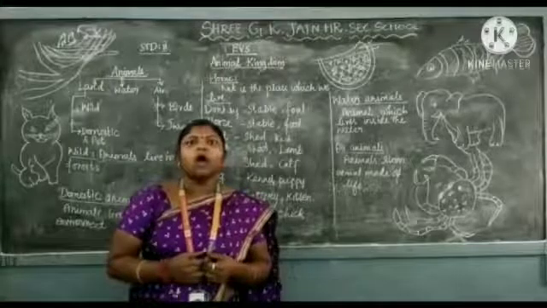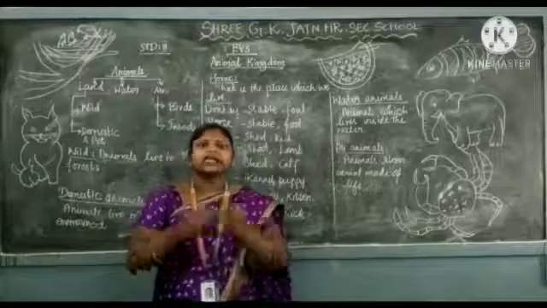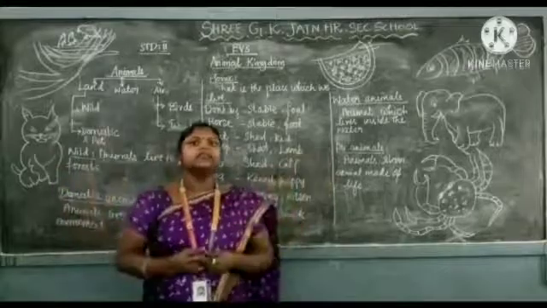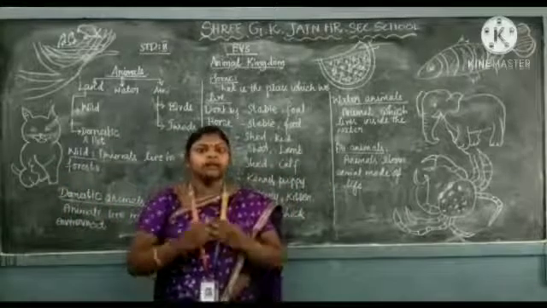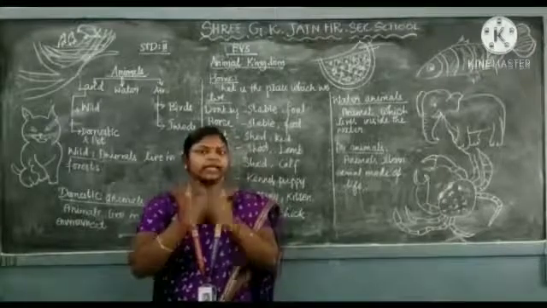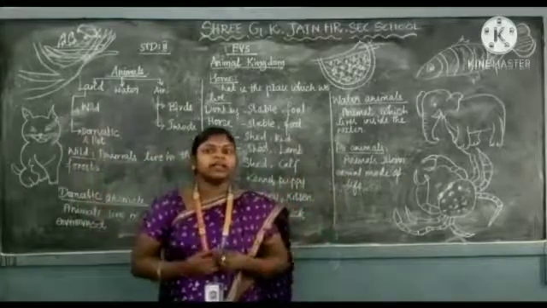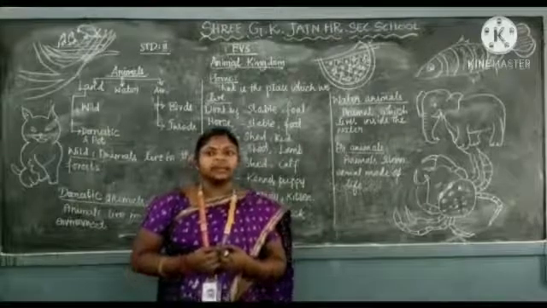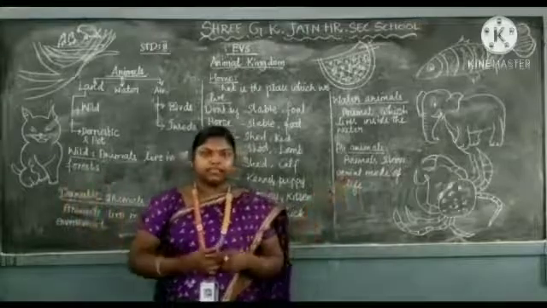Our earth is a home for many kinds of animals. We can see small animal as well as a big animal. For example, for the small animal is rabbit, rat. These are the examples of small animals. Example for a big animal, an elephant, giraffe. These are the examples of big animals.